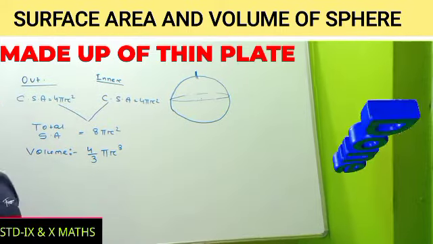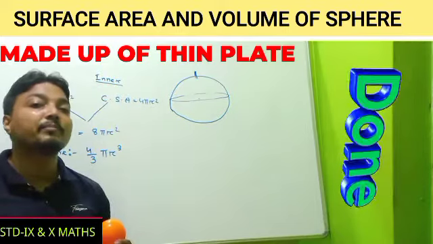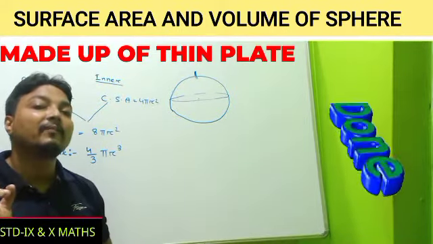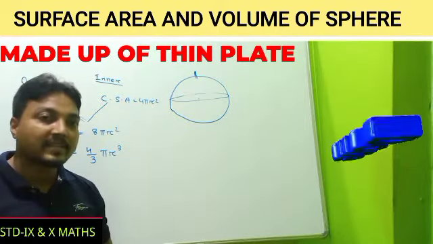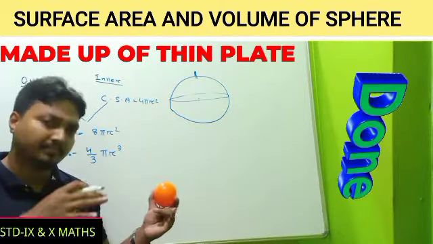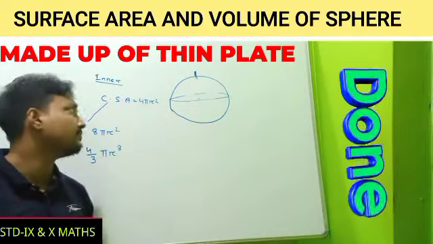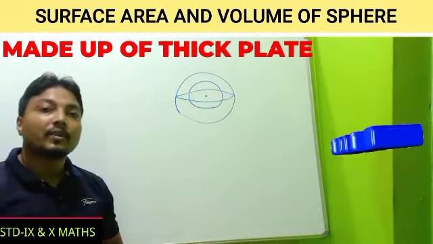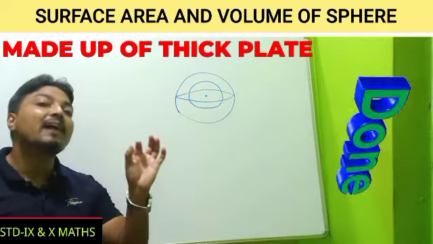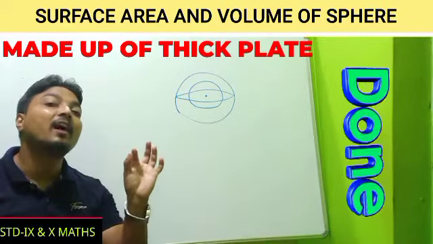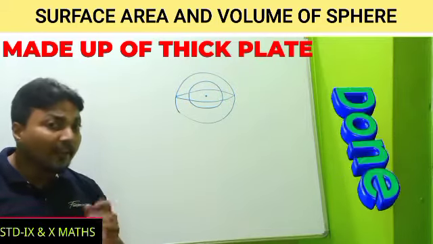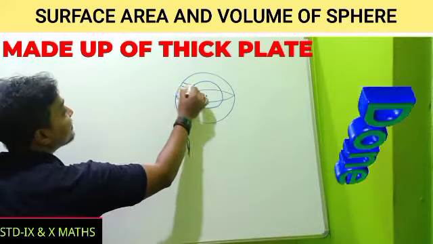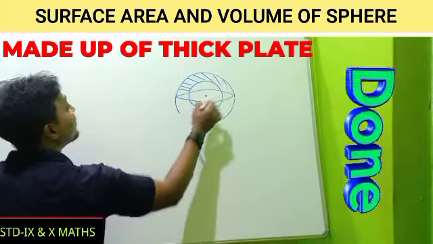And next we will discuss the case when the sphere is made up of a thick plate. Whenever the sphere is made up of a thick plate, how to find the curved surface area, and also how to find the volume. Okay. See, whenever you get a sphere whose plate has some thickness, or the width of the plate is given, this one is the width. Everyone see, this one is the width of the sphere.